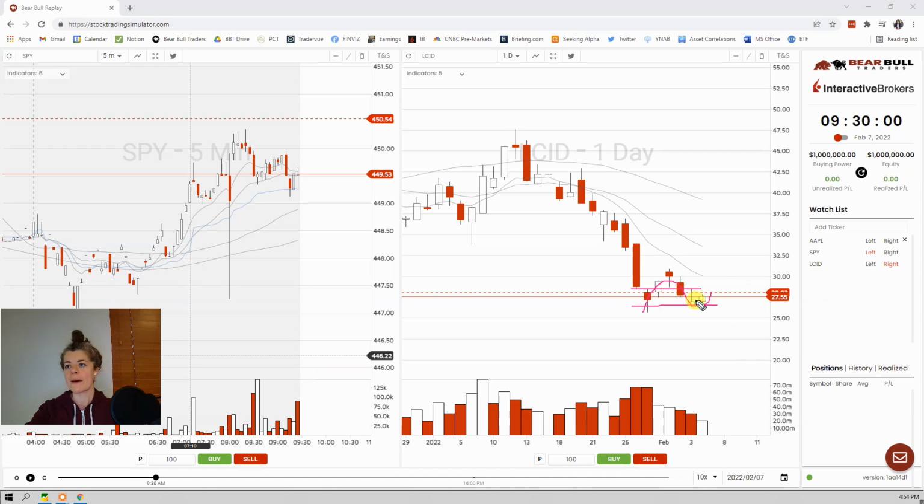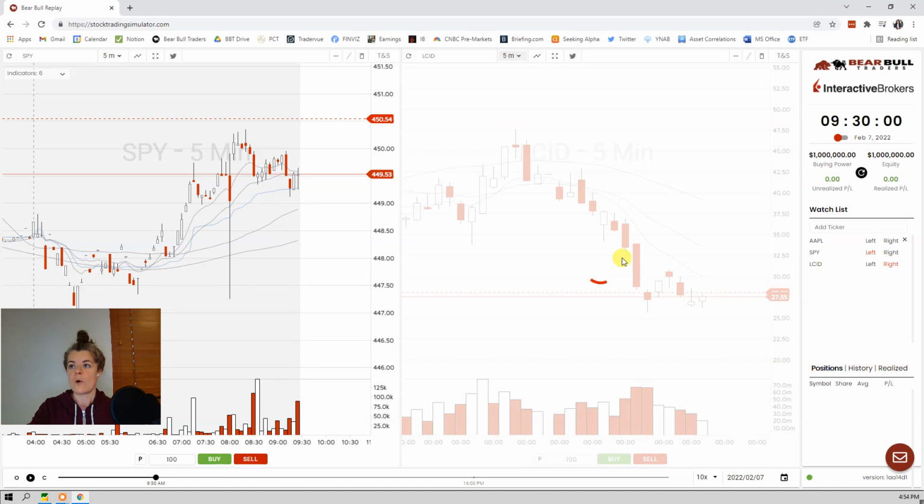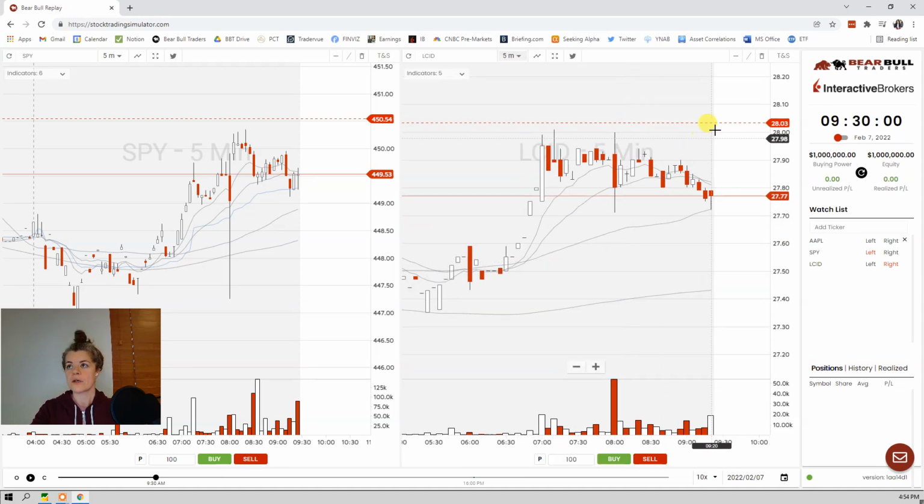So I pair that with the range from the past, right? I set a level around 28.03-ish, 28. You know, it's a whole dollar. A rejection or a breakout of a whole dollar level can usually be pretty good. So we've got that level to watch for on LSID. I've got it marked up here.